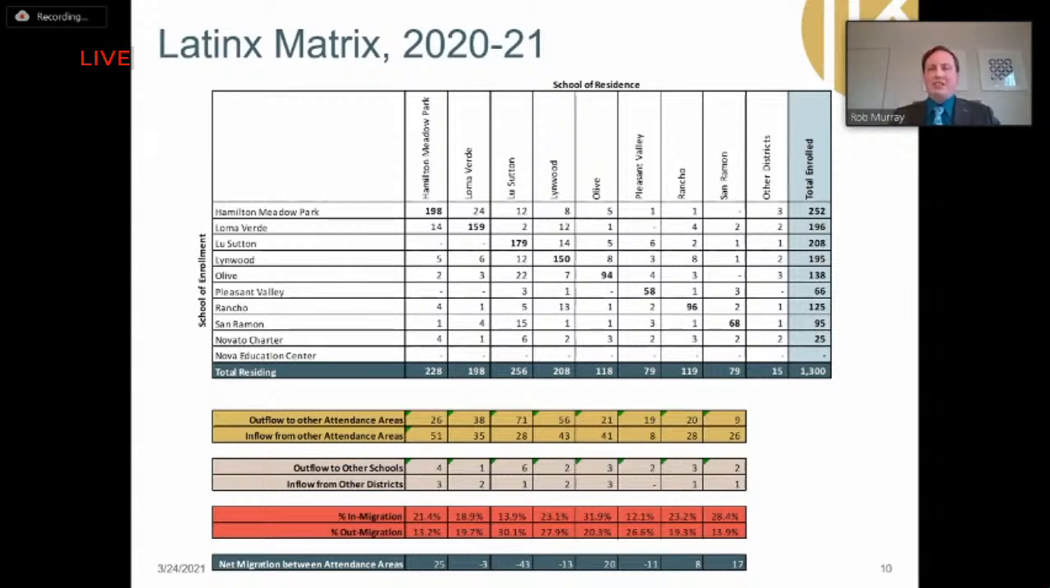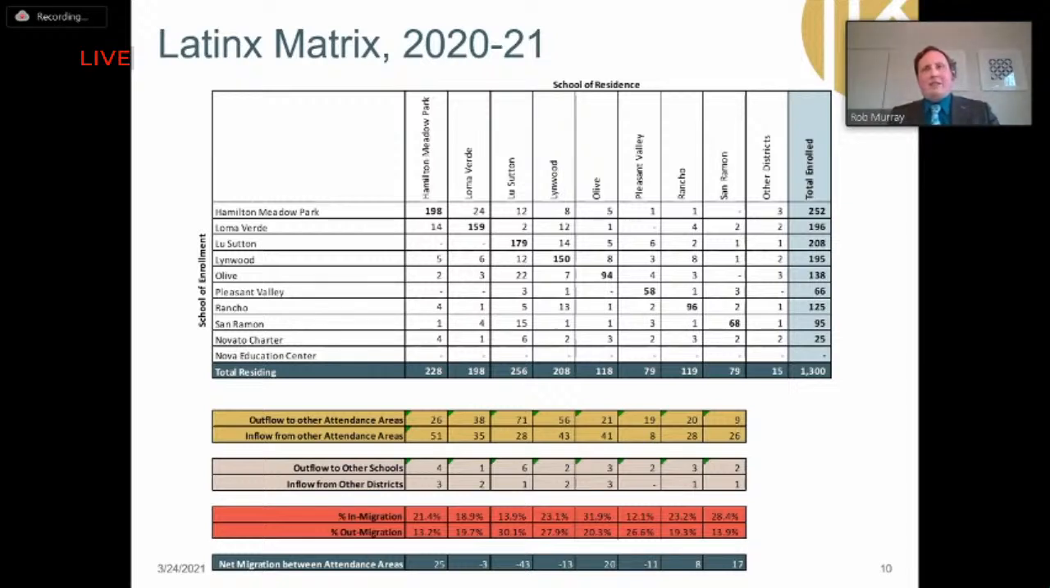I should also mention, because it will come up later, those bold numbers that you see running diagonally, that is the number of students, in this case the Latinx students, who both live in that boundary and attend the school whose boundary they live in. Because that is one thing we want to look at: how many of the students who you would consider the neighborhood kids are actually going to that school.